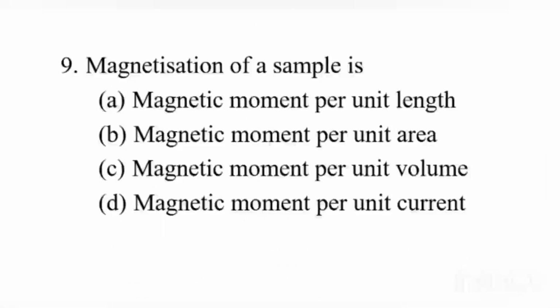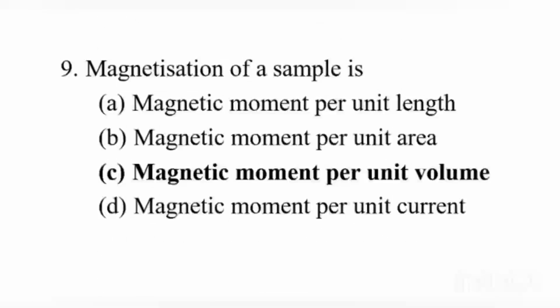Question number 9. Magnetization of a sample is option A, magnetic moment per unit length. Option B, magnetic moment per unit area. Option C, magnetic moment per unit volume. Option D, magnetic moment per unit current. Here the correct answer is option C. Magnetic moment per unit volume.